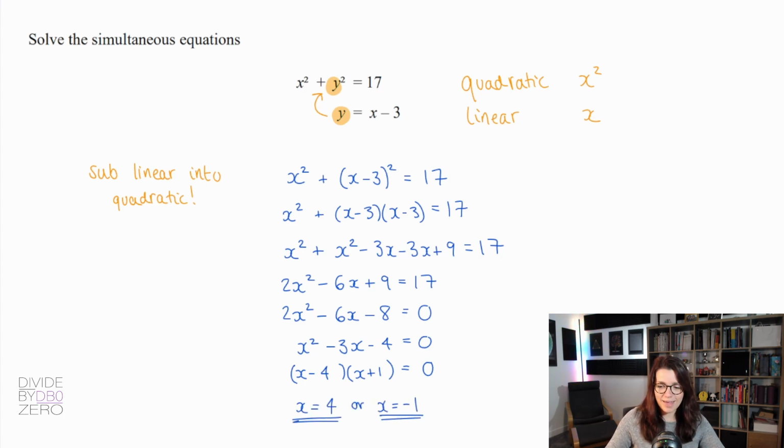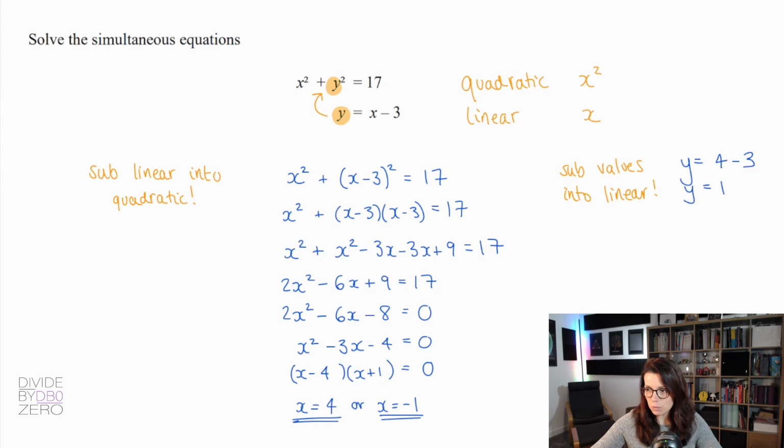That's great. Now we have the x values, but we're not finished because we need to find the y values. So to do that, you sub your values back into the linear equation. So y would be x minus 3. So in the first case, 4 minus 3, which is 1. y is 1. And then for the second value, y would be minus 1 minus 3. So y is negative 4.